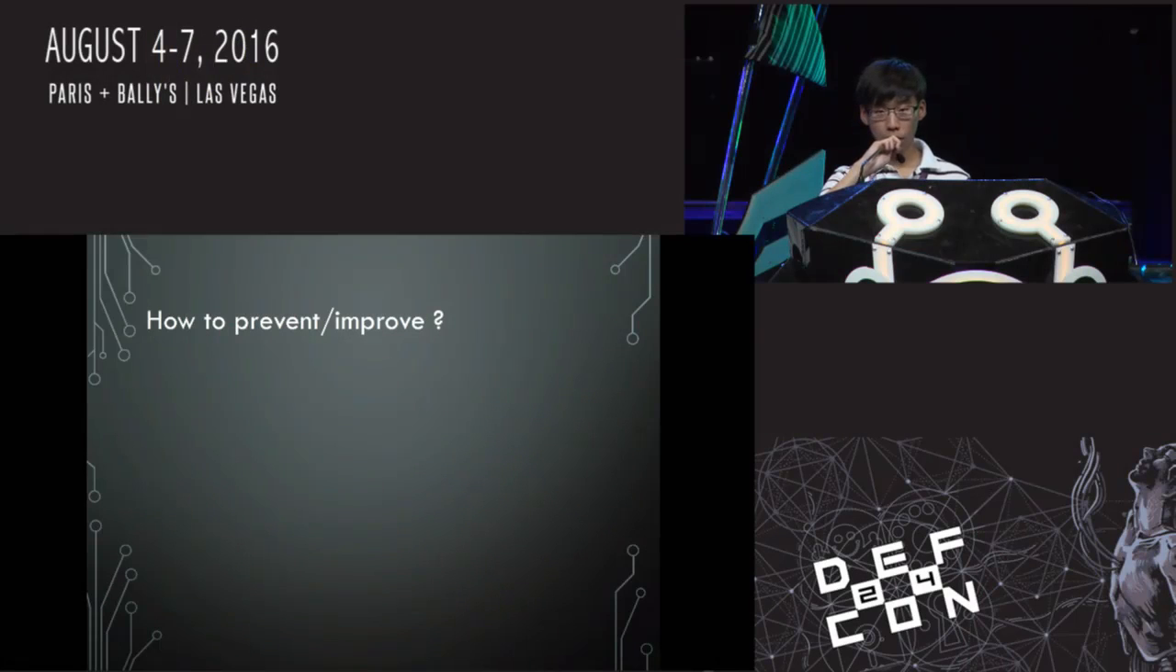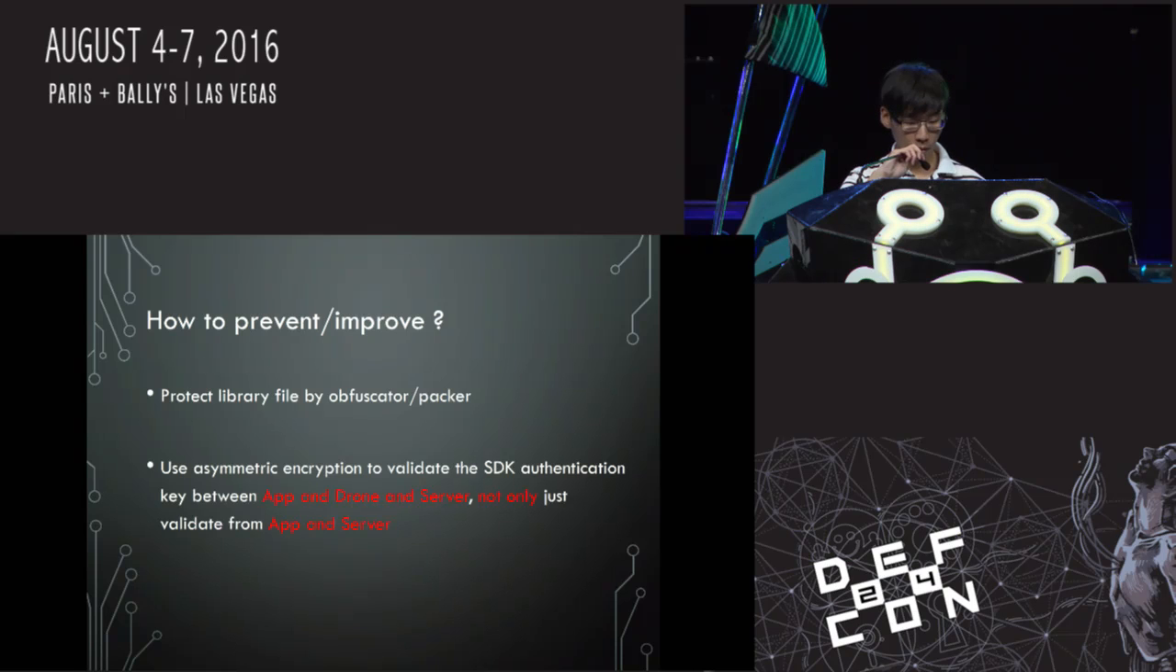So how to prevent or improve this? The vendor can protect their library file by obfuscator or packer, or use encryption as a trick to void the SDK authentication key between apps and drone and the server, not only just voided from Apple and the server.